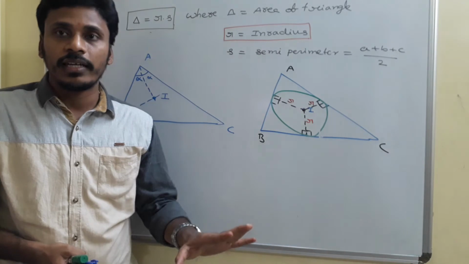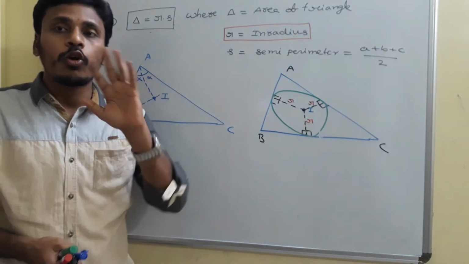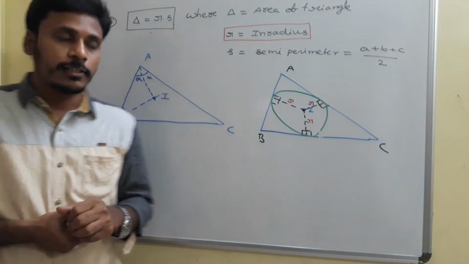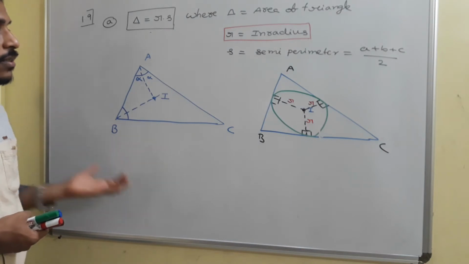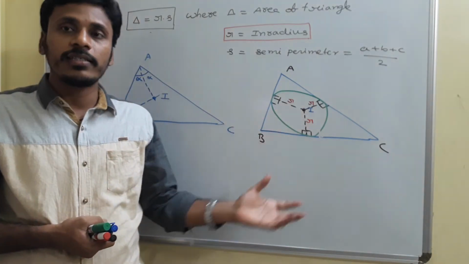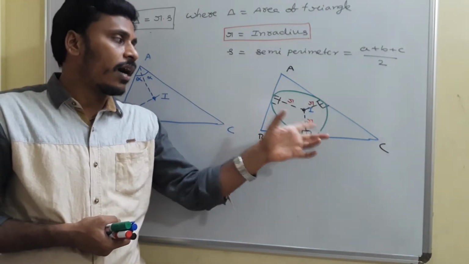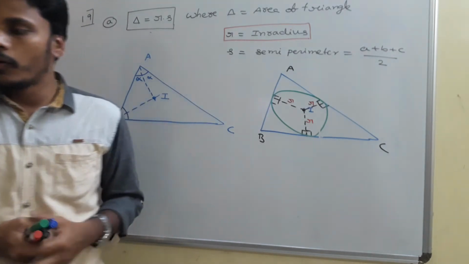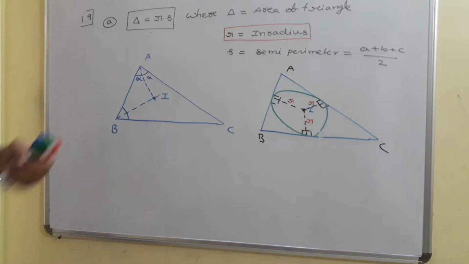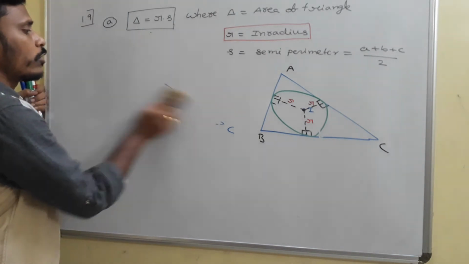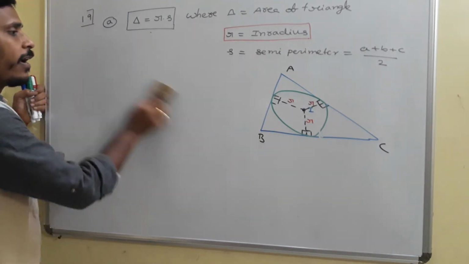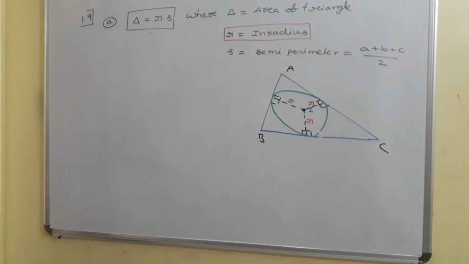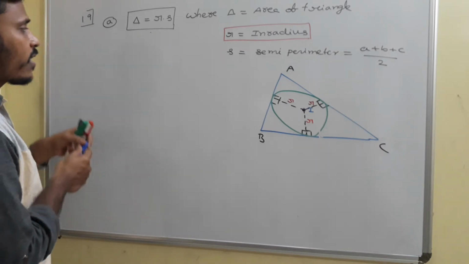And what is the in center? In center is the point of concurrency of the angular bisectors, and that is the in circle, and that radius is the in radius. That's something about in radius. Now coming to our part, we need to prove that delta is equal to rs. Delta is the area. Okay, again I will give you one more diagram. Just have a look at this.